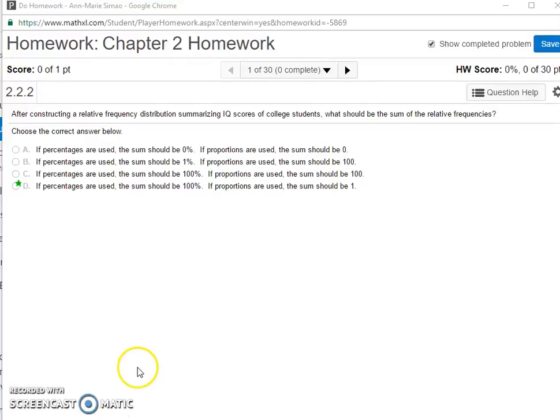Hi, statistics. This is chapter 2 homework. So there's a couple things that you want to realize. Same thing here. We have that question help in different pieces.